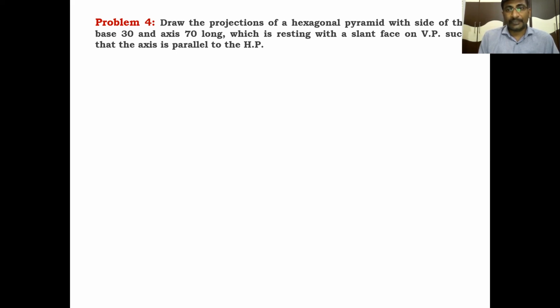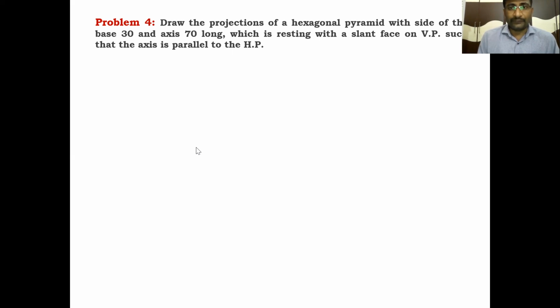Whenever the axis is perpendicular to the VP, you have to draw the front view first. You have to start the diagram with the front view, because when the axis is perpendicular to the VP, in the front view itself the actual or true shape of the base is visible. The base is a hexagonal shape. That hexagonal shape will be visible in the front view itself. Therefore, start the diagram with the front view.